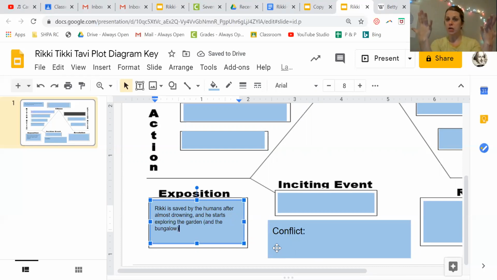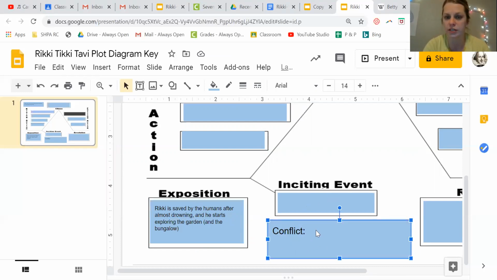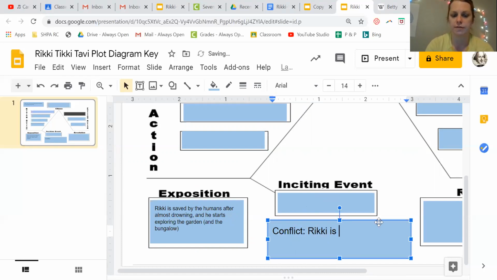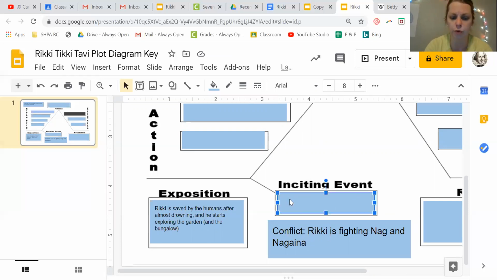All right, so that's our exposition. That's where we meet everybody, our most important characters, and we actually do meet Nag and Nagina in there, and that's going to be our inciting event, because our primary conflict, which we talked about yesterday, is Rikki fighting Nag and Nagina. And so the inciting event, what starts that conflict, remember, we need to know our conflict before we can know what starts our conflict. So our inciting event is when Rikki meets Nag and Nagina.